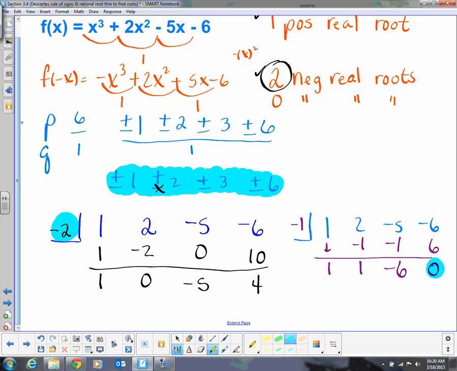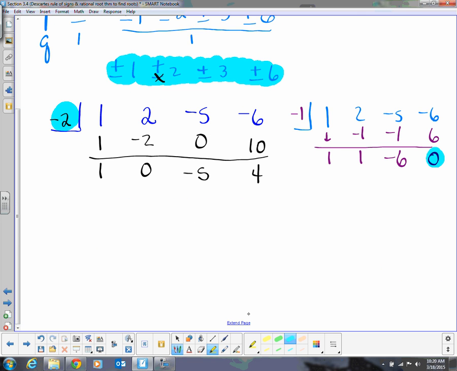That means that x equal negative 1 is a solution. Now, do you remember what we do with this? This is the constant term. This is the term with x to the first. This is going to be the term with x to the second.